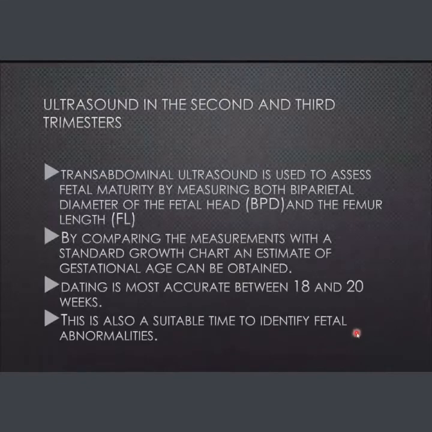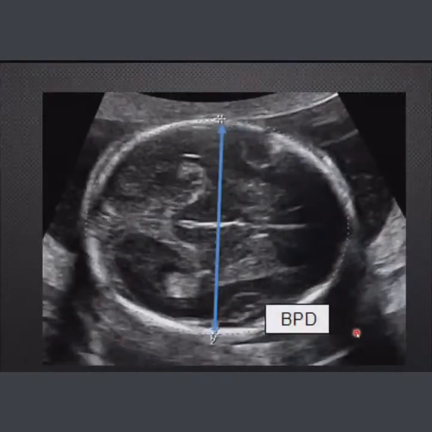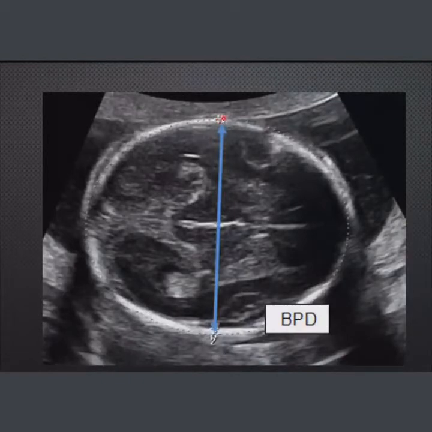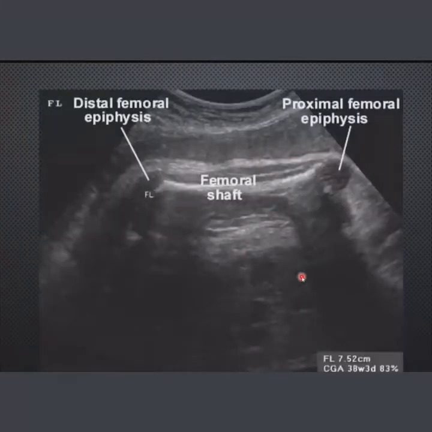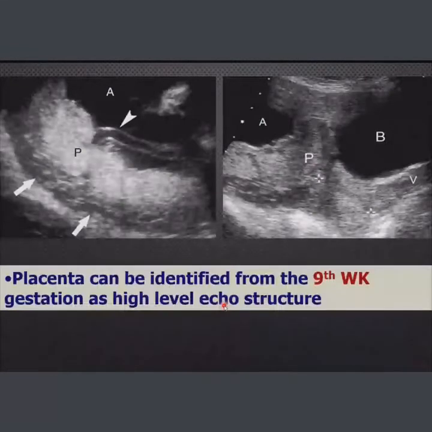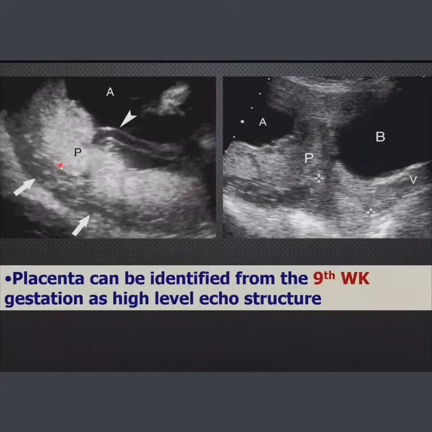For ultrasound assessment in the second trimester, we start measuring the fetal growth parameters. In the second trimester we depend on femoral length and biparietal diameter, measured from the leading edge of the bone to the leading edge of the bone. This gives an estimation of the fetal age, and the femoral length is also measured and tells me, for example, that the fetus is now 22 weeks, 25 weeks, 28 weeks, and so on, 30, 33, 34.